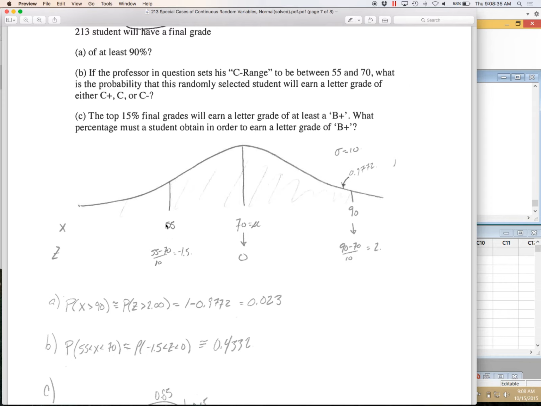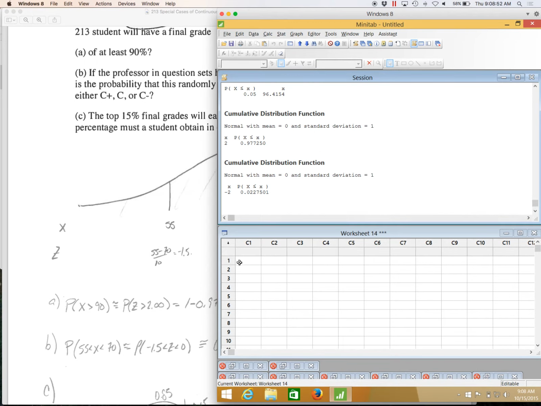We can convert this 55 into a z-score if you like. It ends up being negative 1.5. So X is in between 55 and 70, but Z is in between negative 1.5, and here this z-score of 70 is known to be 0. Okay, so to find these two cumulative areas, maybe I'll just write them down. This is the negative 1.5, and here we've got 0. I'll look them both up at the same time.